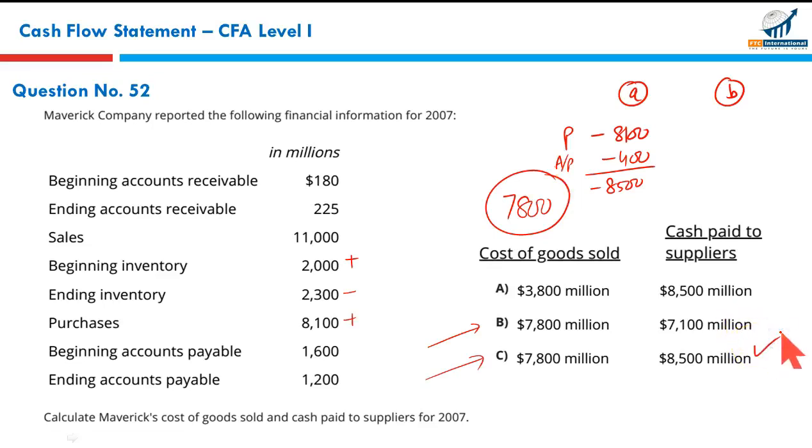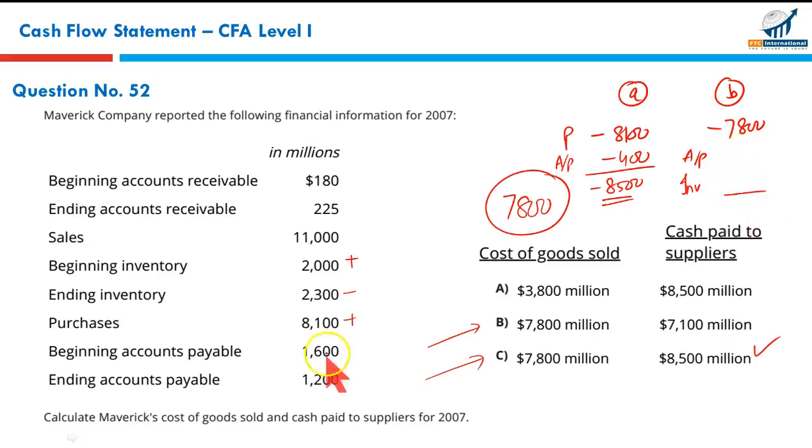You get the right answer. It's C. There is another way. You take CGS, which is right here, 7,800. When you take CGS, you have to take two things: changes in accounts payable and changes in your stock or inventory. So either you take purchases and accounts payable, which gives you the cash paid to suppliers, or if you start from CGS, then you have to make adjustments for accounts payable and inventory both, then you will get the right answer.